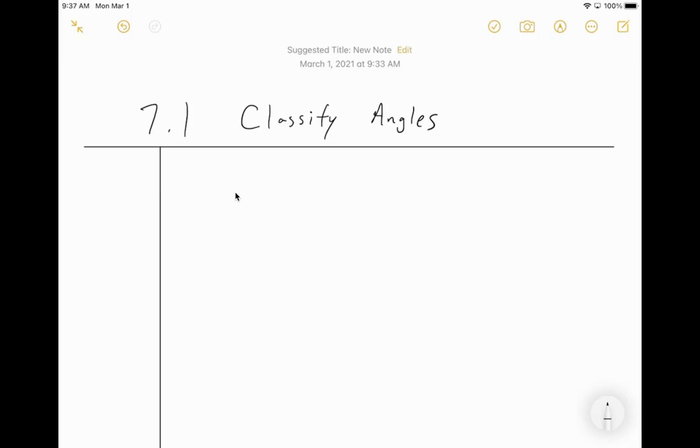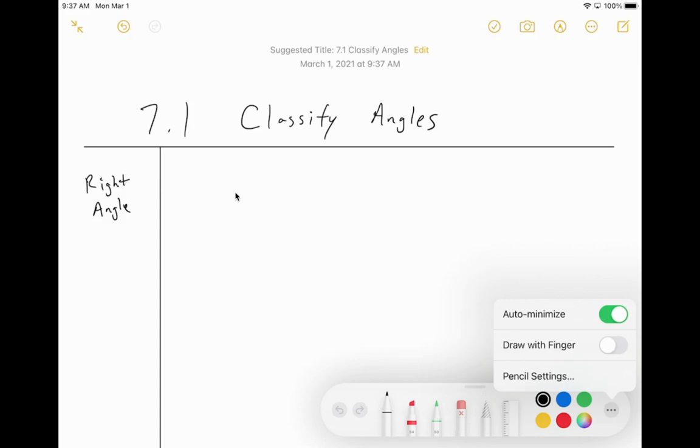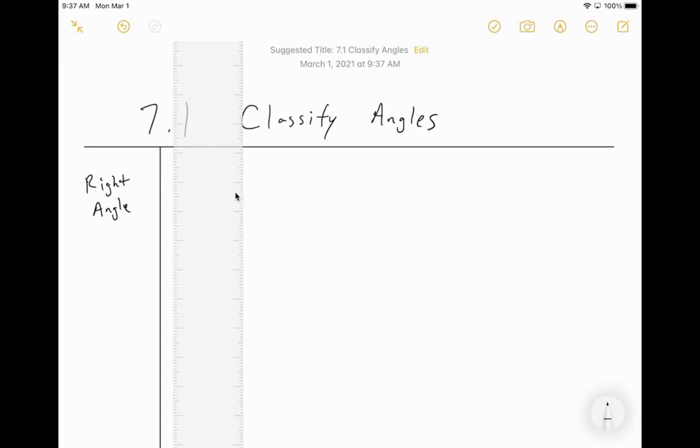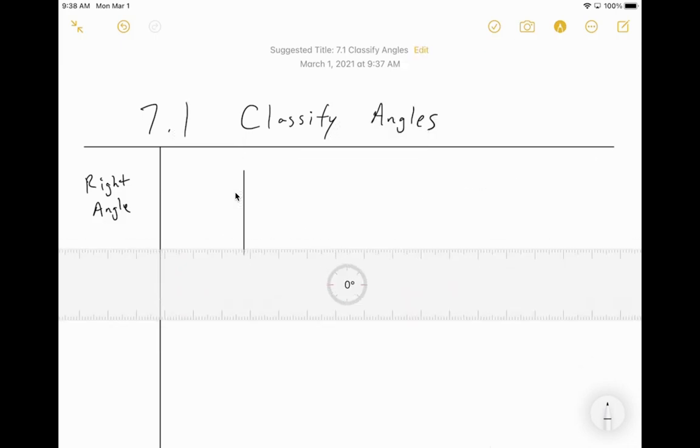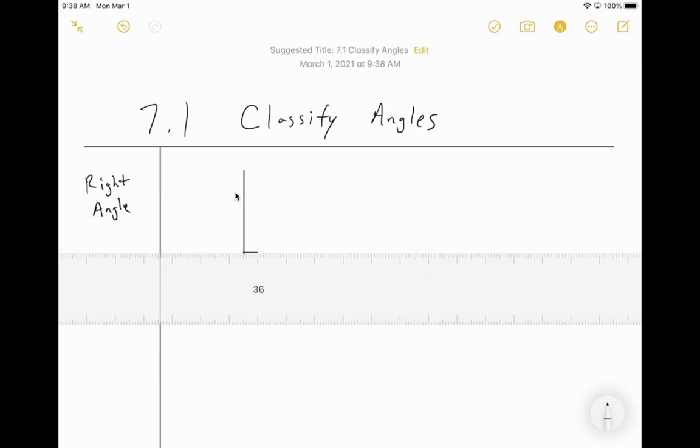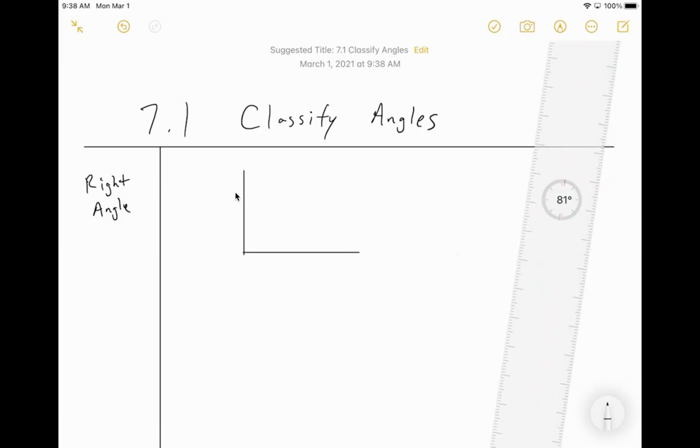Okay, so let's start with the one that most people are pretty familiar with, which is the right angle. Okay, right angle. All right, like I said, I'll have a ruler here to help me out. A right angle looks like this. All right, and a right angle is 90 degrees.